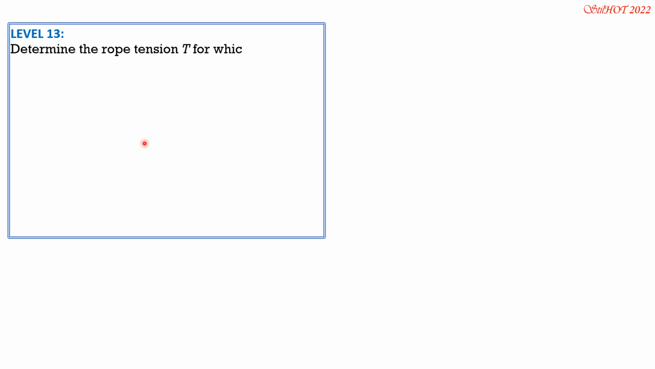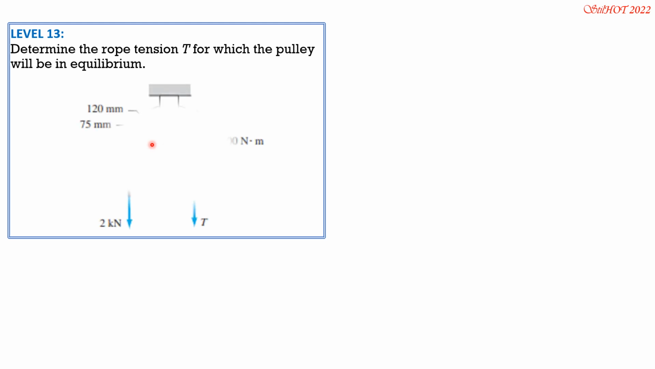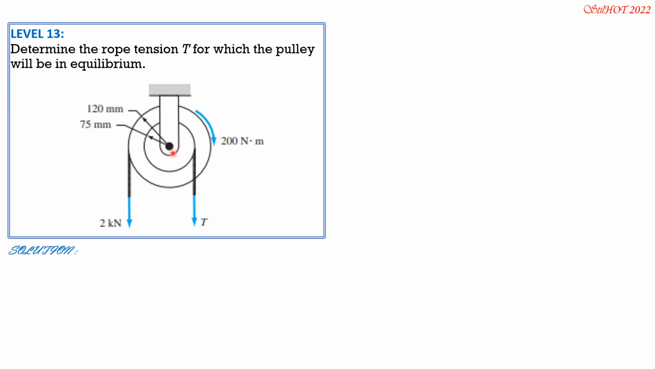Determine the rope tension T for which the pulley will be in equilibrium. So this is the given figure. We denote this as point O, and the reaction is only vertical because this is a smooth pin. Then let's call the vertical reaction OV. But there's no moment at O, so that's our equation, MO equals 0.